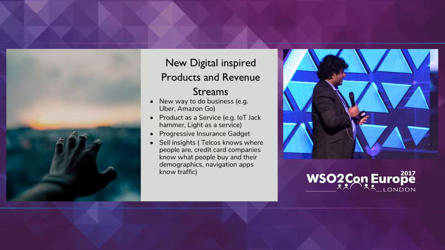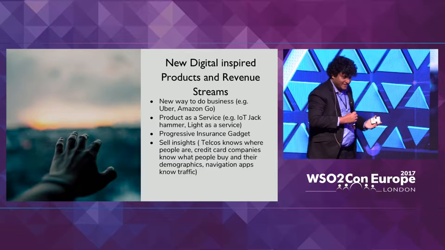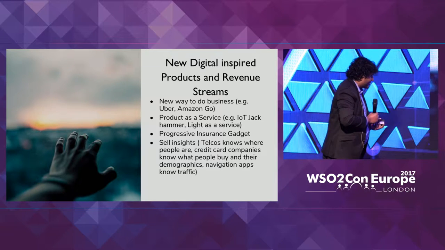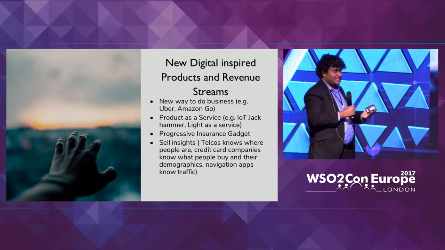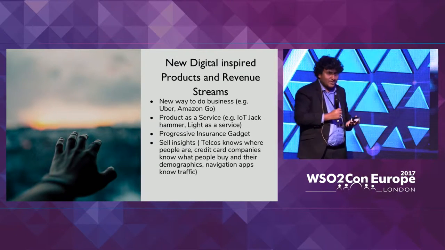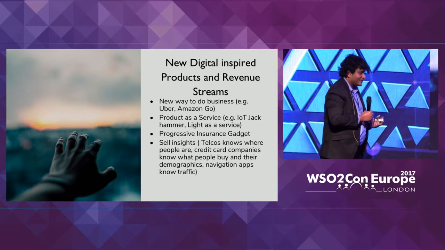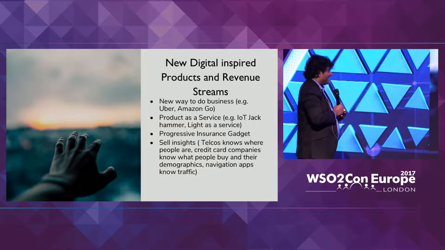Other things are products as a service, there are even things like light as a service, and so on. Things like if you want to rent a jackhammer, it will contain IoT sensors and so on to know how much you use the jackhammer. So it has gone to that level of efficiency.